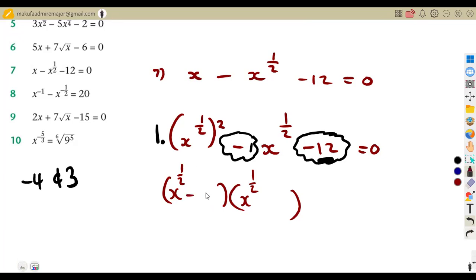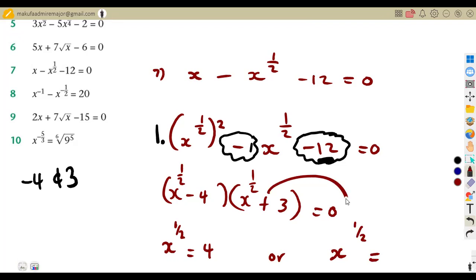But there are so many factors. Try and see. You'll see that these are the only ones. There is -6 and 2. There is 6 and -2. But if you add, you won't get a -1. So all these will be out because they do not give us -1. So either one of these must be equal to 0. So x to the exponent of a half must be equal to transposing -4, which is going to be +4, or x to the exponent of a half is equal to transposing +3 that side, it becomes -3 on the other hand.